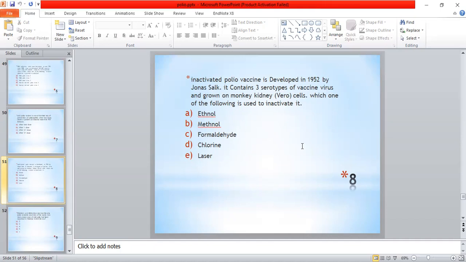C. Charlie is the right answer. Formaldehyde is used to inactivate this inactivated polio vaccine.